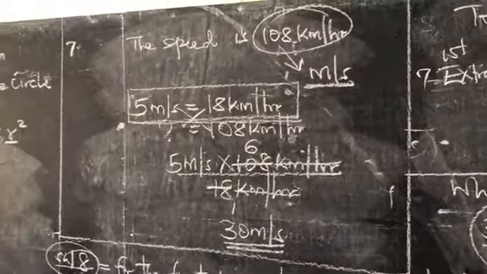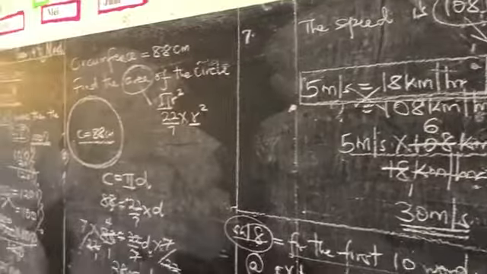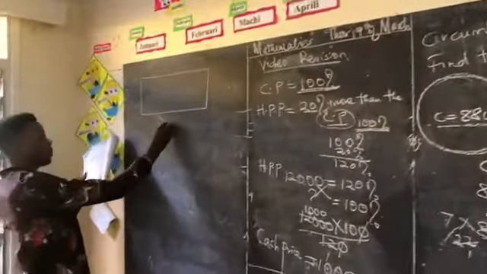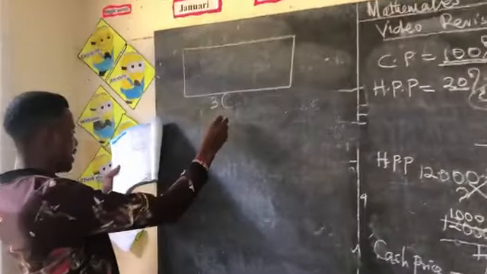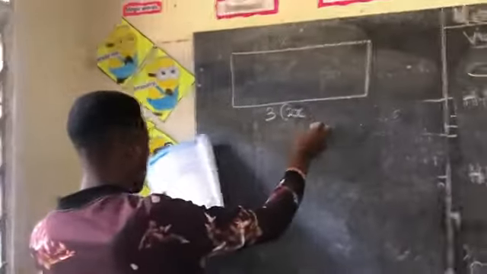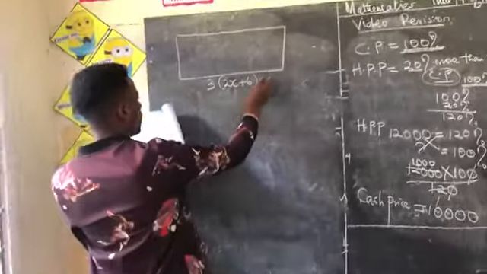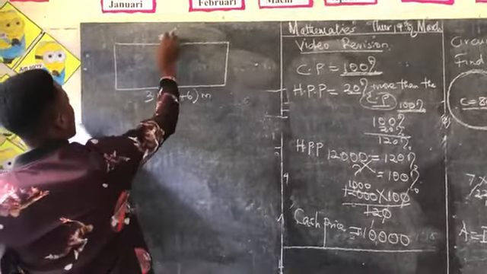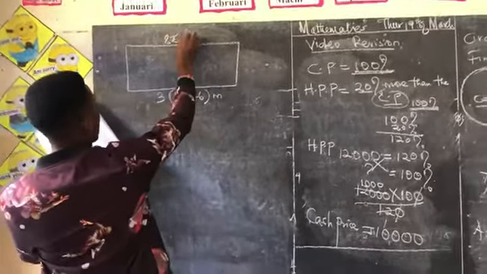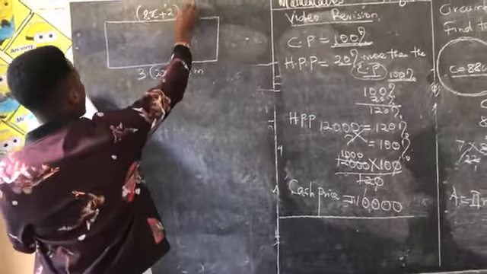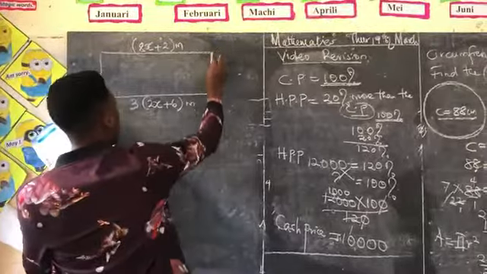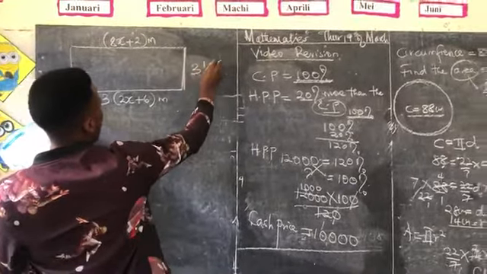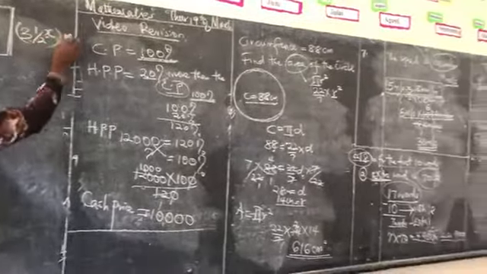You're told to calculate the area. So many of us maybe did not know how to go about this sum, so pay attention and follow each and every step I'm going to take. This is in meters, and then 8x plus 2, and this is in meters, and then the width of this rectangle is 3.5x. This one is in meters.